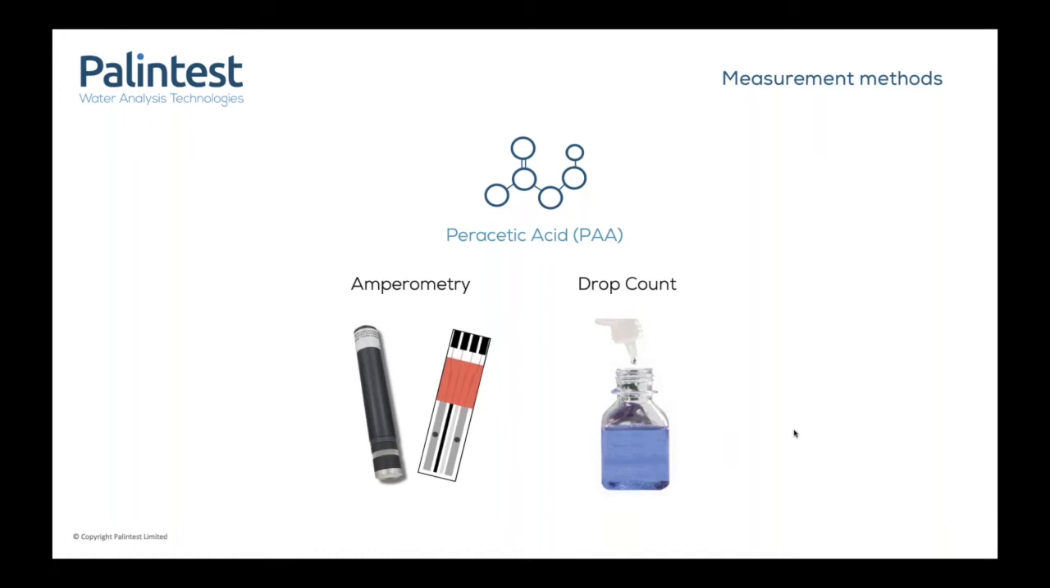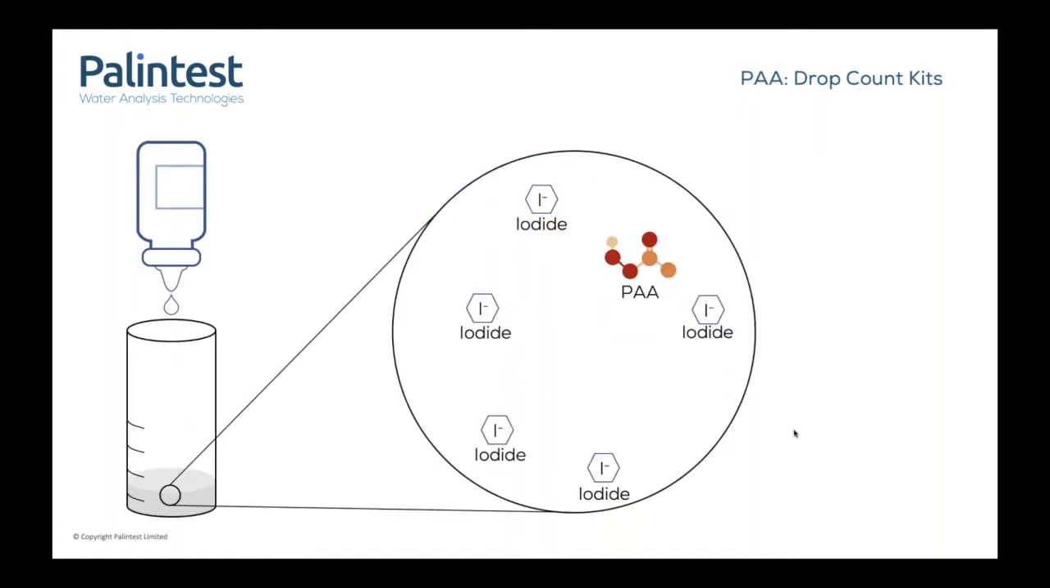So I'm going to take a few moments just to explain how a drop count kit works in regard to peracetic acid. So in a drop count kit, you take your sample, usually about 10 milliliters, that contains your peracetic acid, and you add potassium iodide, which is clear. And the idea is the peracetic acid will react with this iodide and turn it into iodine, which has a deep yellow-orange color. The more peracetic acid you have, the more of these reactions occur, the darker your sample goes.